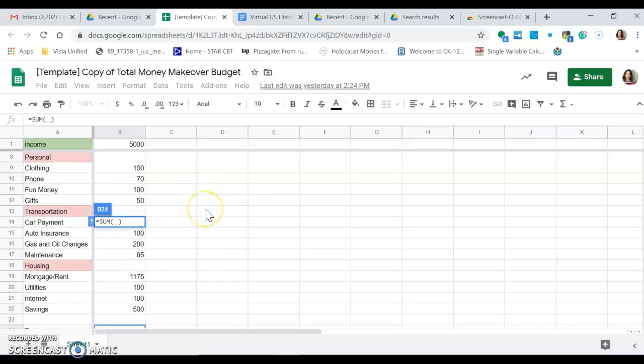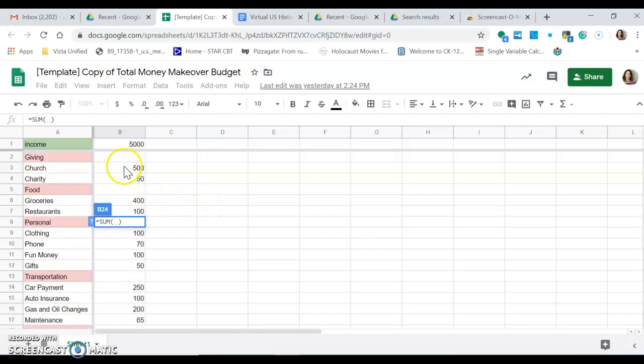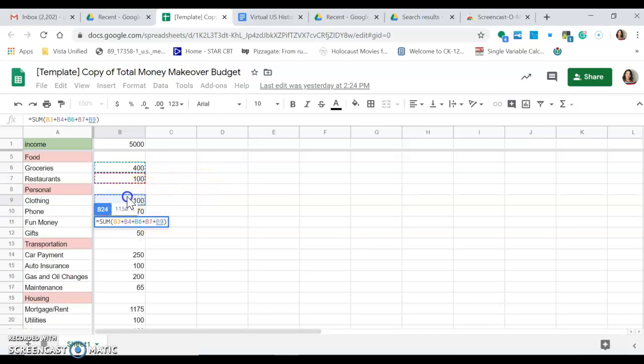And then I'm going to put in all of my expenses. So I'm going to click on each of those categories, and every time I click one, I'm going to add a plus sign after it. So it's telling the computer to add these up. So I'm adding up all of these categories. I will highlight each one and then put a plus sign. Highlight, plus sign. Highlight, plus sign. So we're going to do this for all the categories.